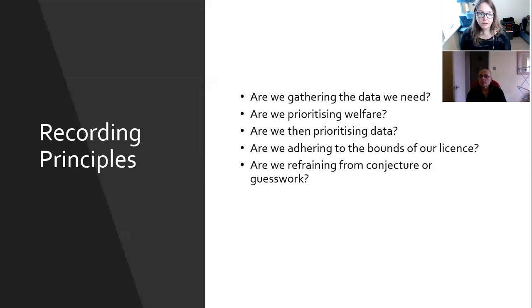And this is the big one: are we refraining from conjecture or guesswork? So we record only what we're sure about. We don't make inferences about species, sex, breeding condition. We don't make inferences about any of that. We record what we're sure about in as much detail as we're able to, using the time and resources available to us, balancing the needs and welfare of the animal. So that is the package of our whole approach to recording. And all of this goes for bat box checks as well as for trapping.